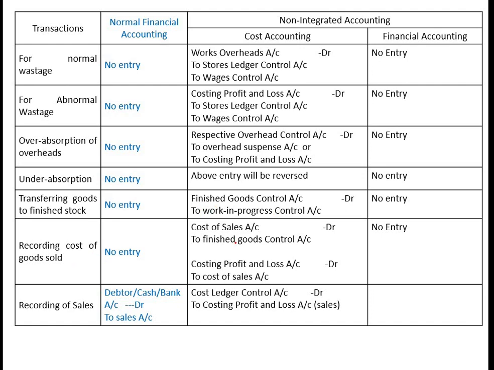Recording of cost of goods sold, cost of sales debit to finished goods control account, or costing profit and loss account to cost of sales account. So these are the two entries for recording cost of goods sold, and recording of sales, cost ledger control account debit to costing profit and loss account, that is sales.